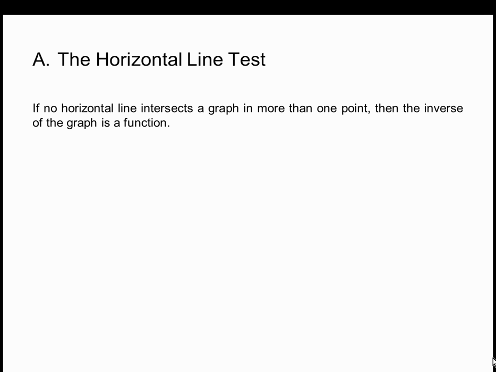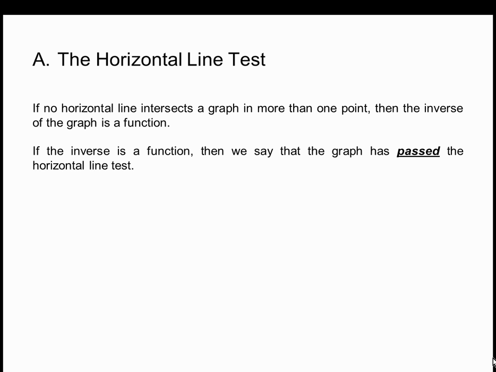If no horizontal line intersects a graph at more than one point, then the inverse of the graph is a function. So again, if no horizontal line intersects the graph at more than one point, then the inverse of the graph is a function. If the inverse is a function, then we say that the graph has passed the horizontal line test.